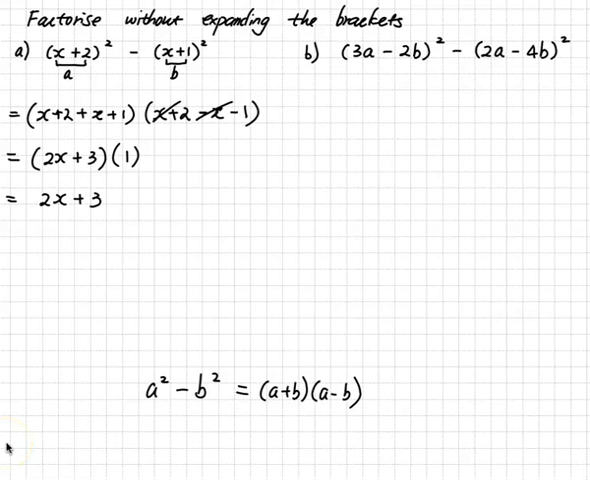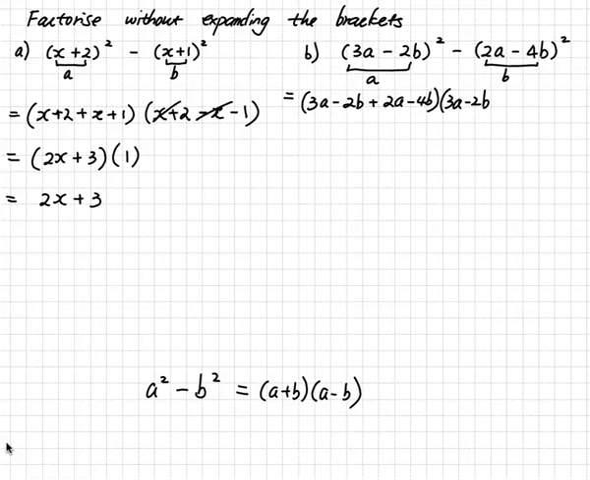Question B, again, it has a bracket squared, take away a bracket squared, so it's pretty much the same. It's the difference of two squares, so we can use a plus b times by a minus b when we factorize it. So your a is everything inside the first bracket, and your b is everything in the second bracket. So bracket a plus b, so you have 3a minus 2b plus 2a minus 4b times by 3a take away 2b. Now just be careful here because you're taking away everything in the second bracket. So you're taking away 2a.